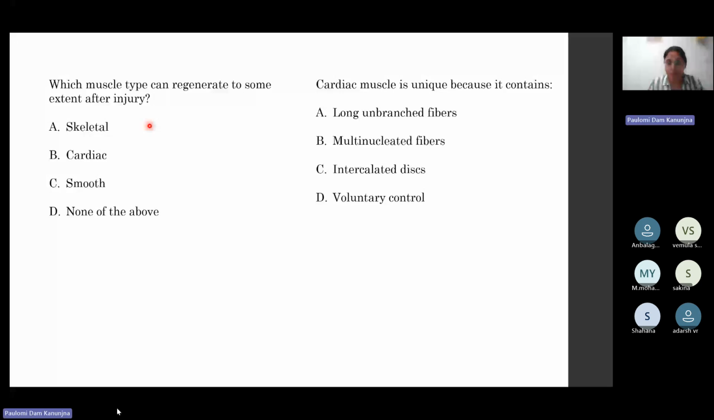All right. Let me show you the answers because we have to go on time. The first one is smooth muscle. So smooth muscle can regenerate up to some extent. And the next one, which is cardiac muscle, is known because of the intercalated disc. Remember, I told you it has this cavity-like structure in between that's called the intercalated discs.